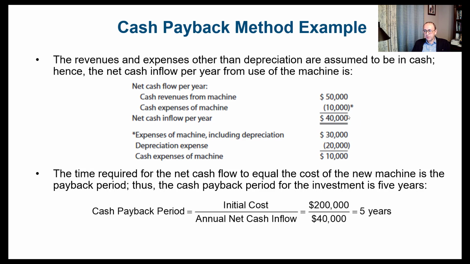Now we have to compare this cash inflow to the initial cost and see how long it will take us to get back the initial cost. The time required for the net cash flow to equal the cost of the new machine is the payback period. Therefore, the cash payback period for the investment is 5 years. So how do we calculate that? The initial cost is $200,000, which is what was given to us here. And then the annual net cash inflow, which we just calculated here. So dividing 200,000 by 40,000, that's 5 years. So it would take us 5 years to cover our initial cost.